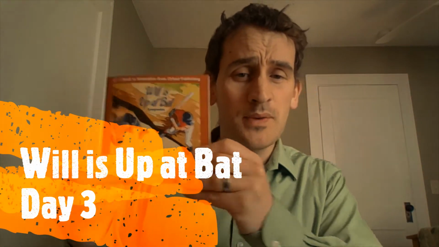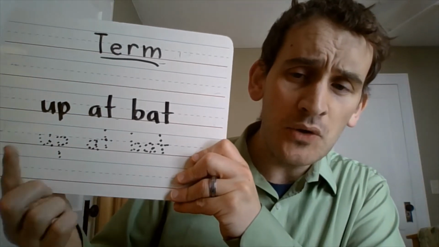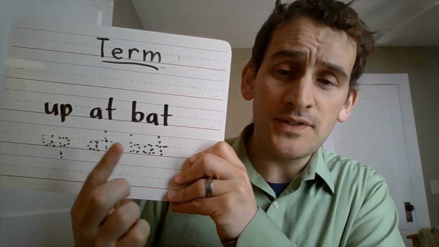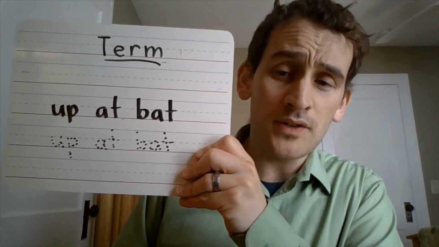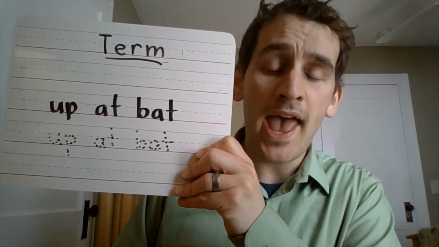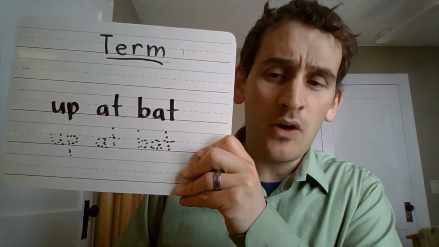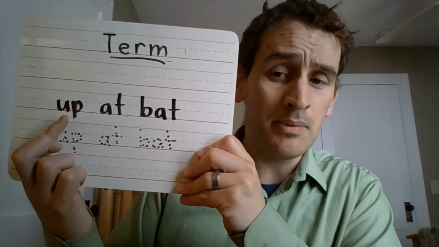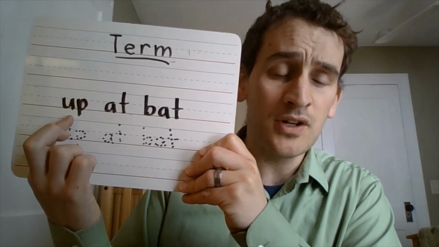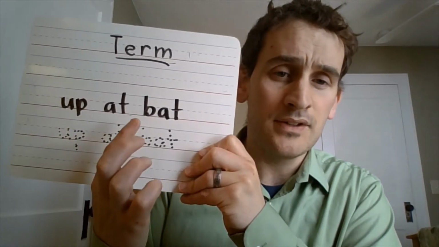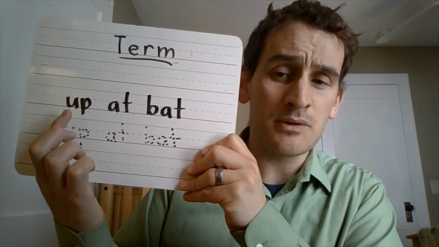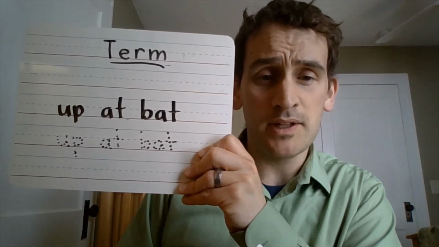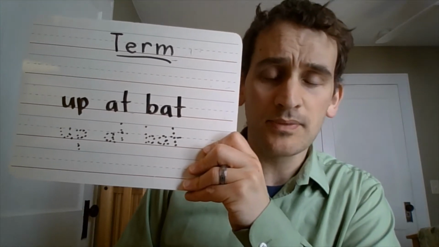Now, I promised you I would explain to you what the term up at bat means. In baseball, we have different terms that are used. One of the terms that you can use is up at bat. What that means is kind of what it sounds like, which means that he is up, it's his turn, he's up for his turn to bat. So the expression sort of means it's his turn up. It's his turn to bat.